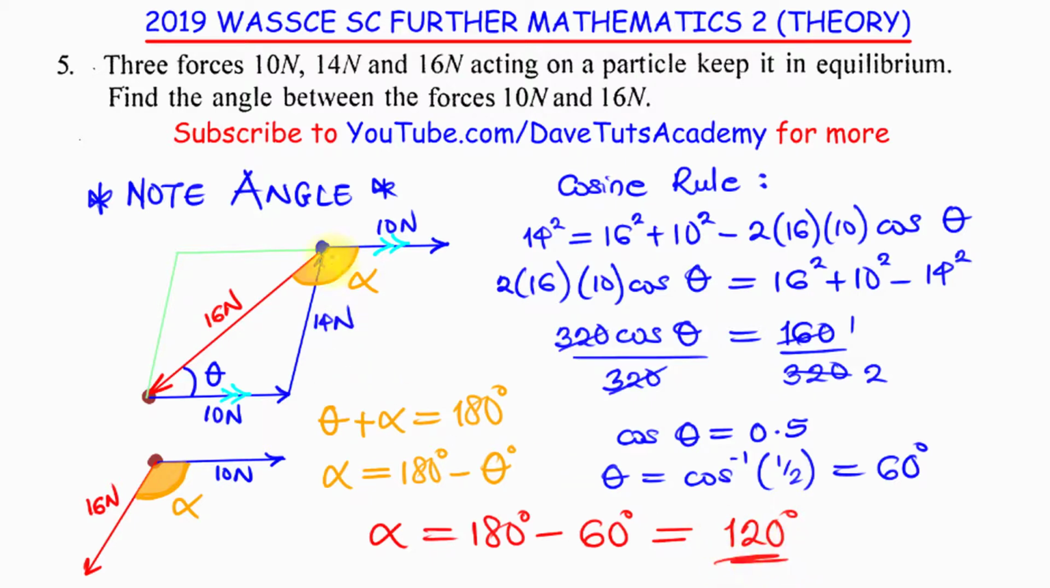So 120 degrees is the value of the angle between the 16 Newton force and the 10 Newton force. Just look at it that at the point where the forces are acting, they need to pull in two different directions, and that is how we can find the angle to be obtuse and not acute.